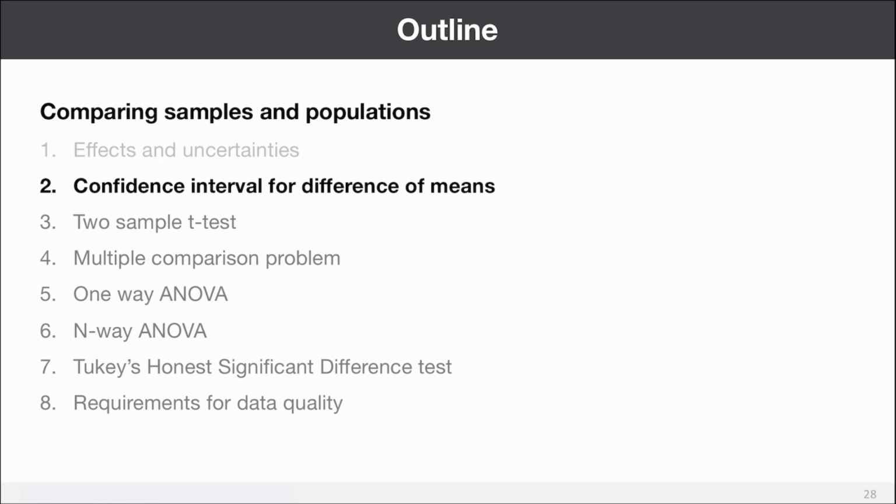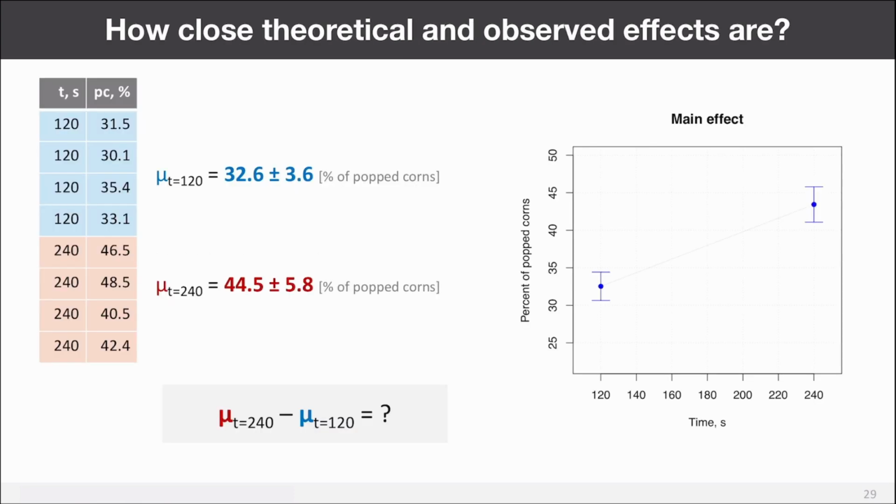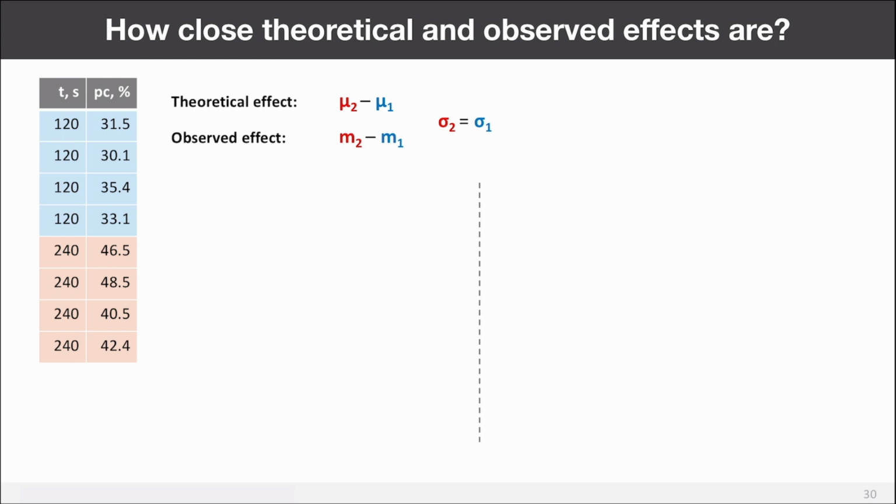Alright, so let's talk about how to generalize the knowledge about the distribution of mean values to the difference of means. Let me recall that in the previous video we discussed how to estimate uncertainty of outcome for every population. So we have a sample from this population, and a sample from this population, right? And these are the confidence intervals for the average percent of popped corns. Our task is to estimate the possible effect, so the possible difference of these outcomes. So how to do that?